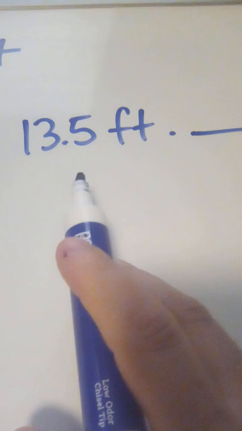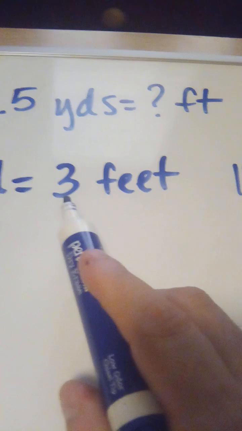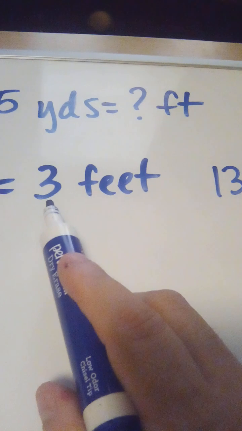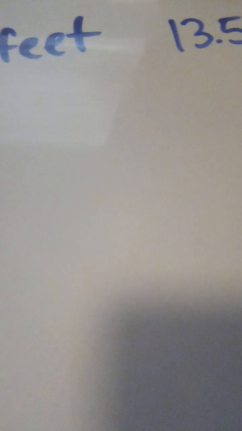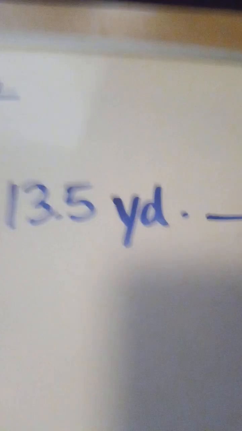Yes. We converted 13.5 yards. Is the 3 on the numerator or on the denominator? If you said on the numerator, you're correct. Yes, the numerator. Because I made a boo-boo. So the numerator is 3 feet equals 1 yard. And then we cross out the yards, right? We'll simply multiply 13.5 times 3.